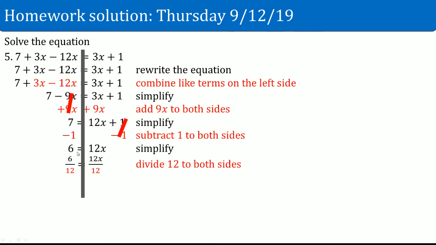The 12 here cancels out, 12 over 12, right? It becomes 1. So you get an x on the right-hand side. 6 divided by 12 becomes 1/2. Use a calculator. If you put this in your calculator, your answer is probably like 0.5. As a fraction, 0.5 actually becomes 1/2.